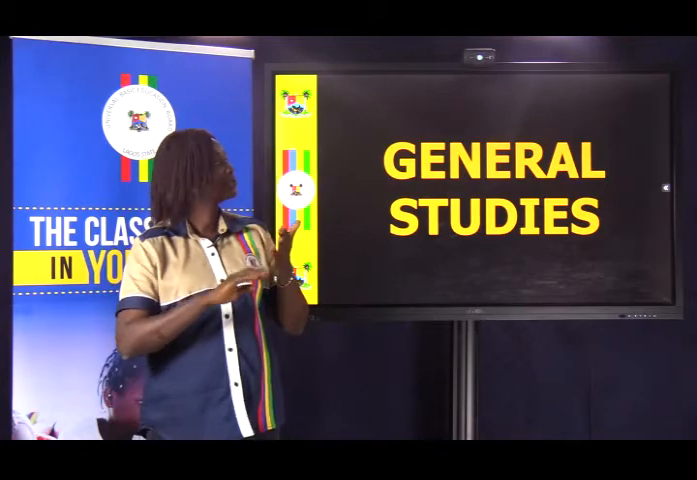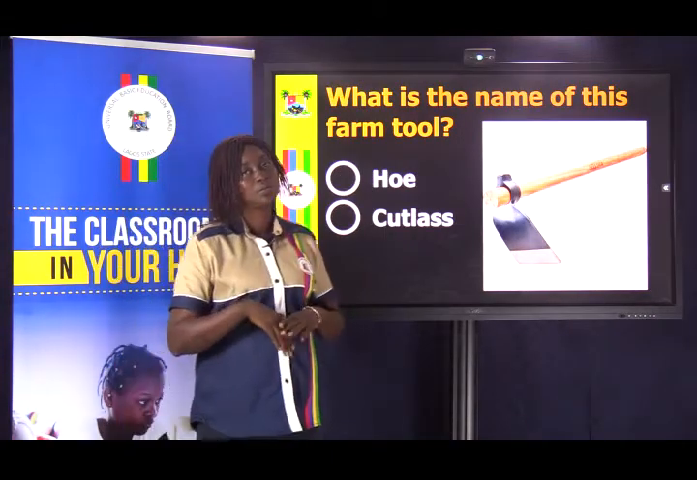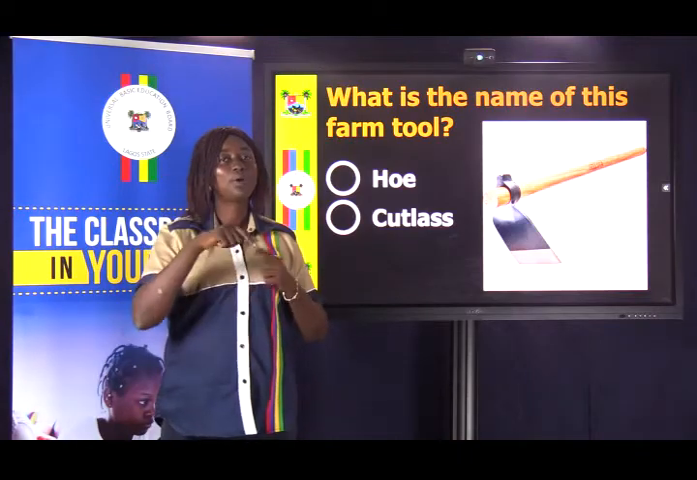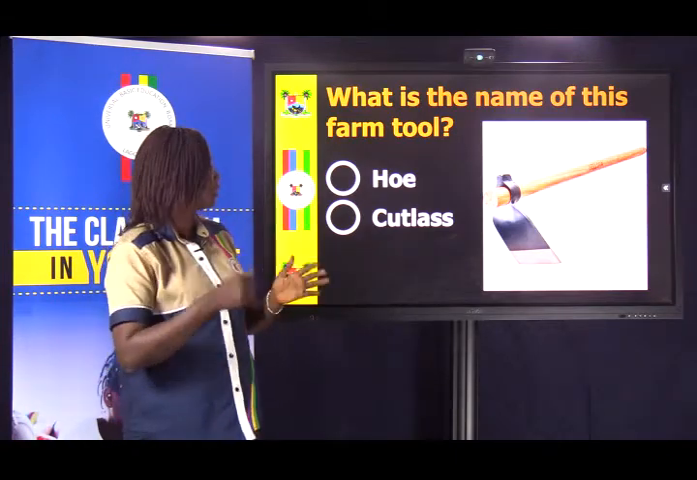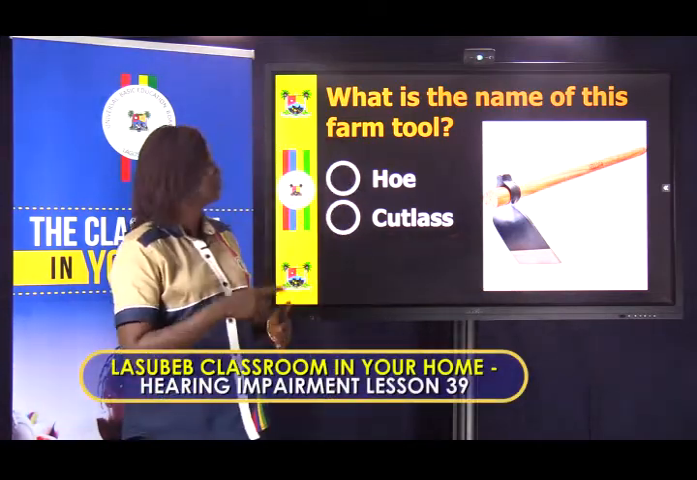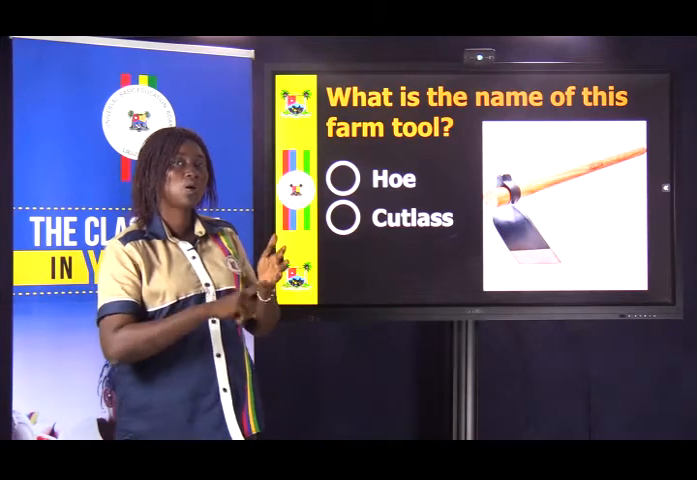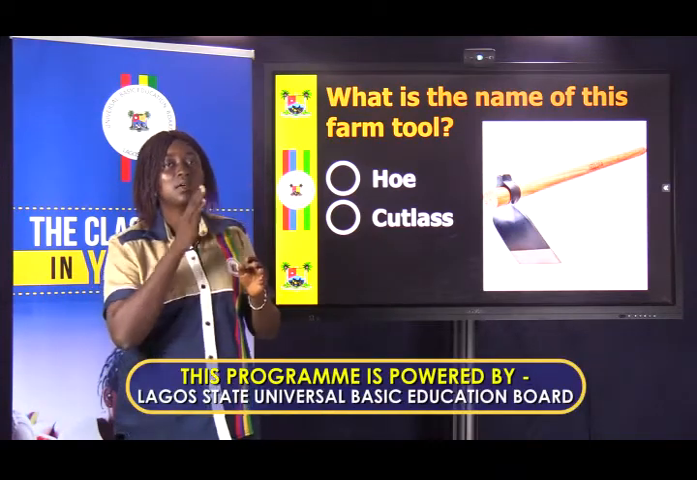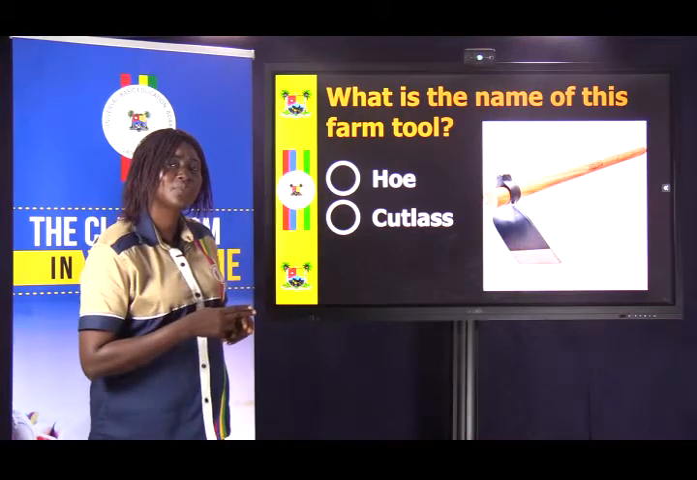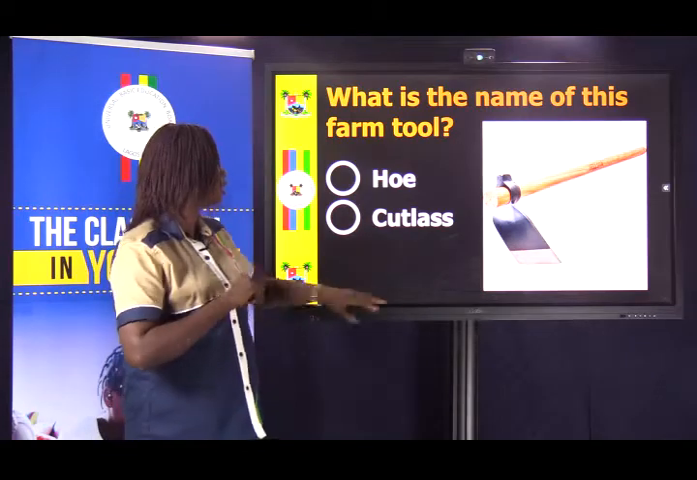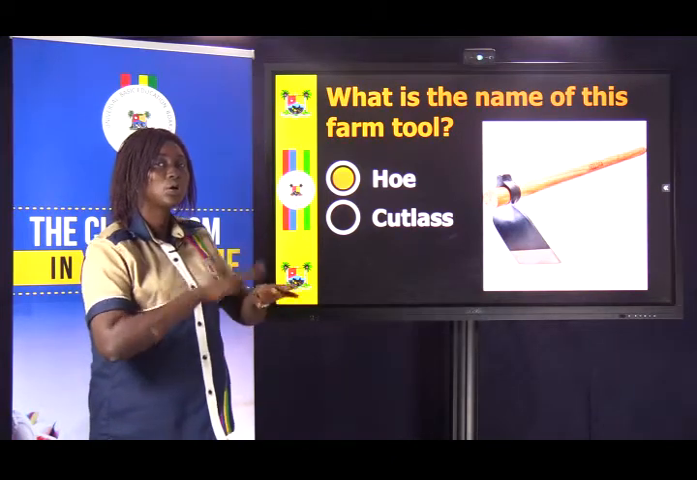Now, general studies. We have learned about farm tools. Look at the screen. We have a tool. Now, what is the name of this farm tool? What is the name? It is called hoe. We use it on the farm.